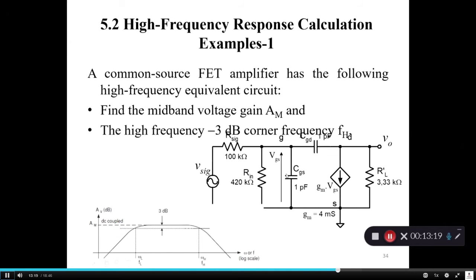this one is open circuit. So what is remaining here is a 100 and this 420 kilo ohm, because I am opening this one. So the remaining is R signal and this one R in, these two resistances, or you can say the parallel combination of these two is 80.8.